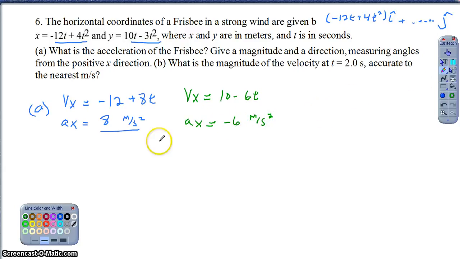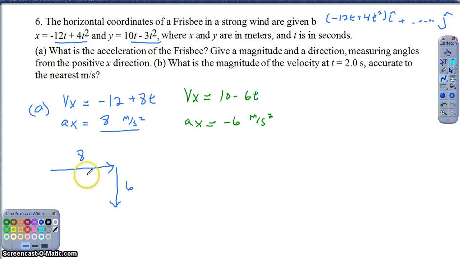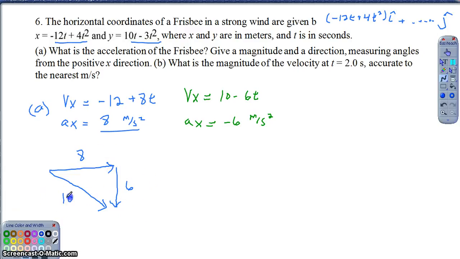So it doesn't matter at what instant we're looking at this. The acceleration is always doing the same thing. In this case, the acceleration is 8 meters per second squared to the right, and it's going down 6 meters per second squared. For part A, they asked me to find the magnitude and the direction, measuring from the positive x-axis. Here I'm again just finding the hypotenuse. It's actually a nice 3, 4, 5 triangle, a nice Pythagorean triple. So the magnitude of the acceleration ends up being 10, just through the Pythagorean theorem. So 10 meters per second squared.